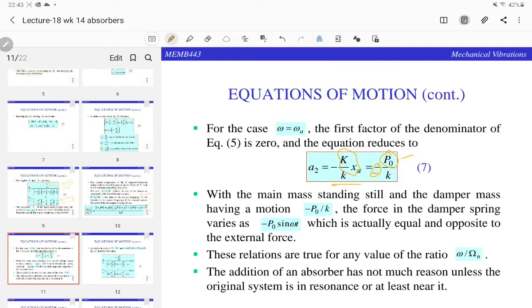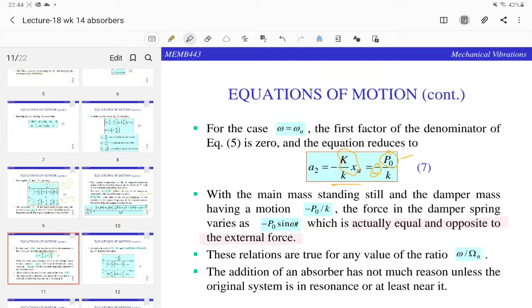With the main mass standing still and the damper mass having a motion of P naught over K, the force in the damper spring varies as negative P naught sine omega t, which, as we said just now as well, is equal and opposite to the external force. So that is how, in terms of physics, it cancels out the vibration, or that's why we call it an absorber. That is how the absorber absorbs that vibration.